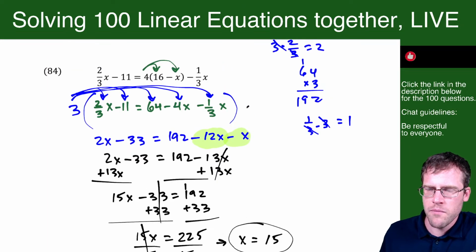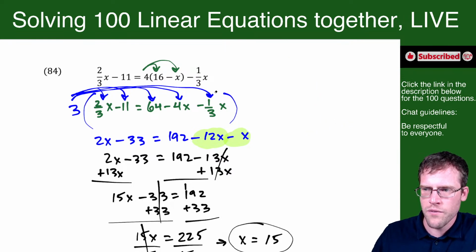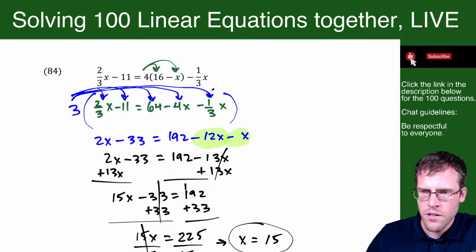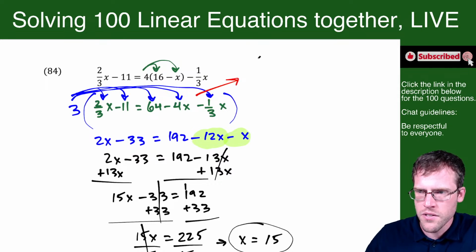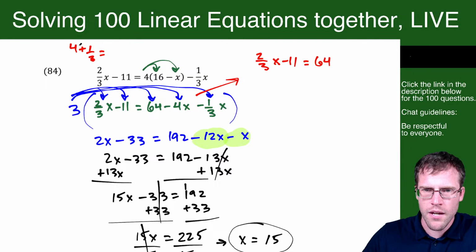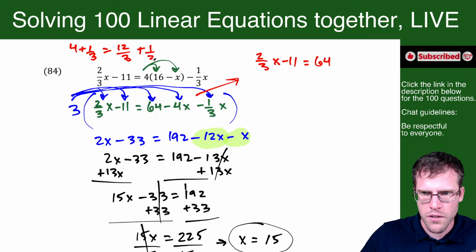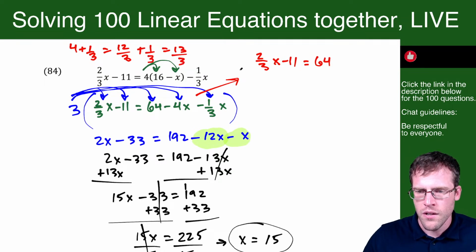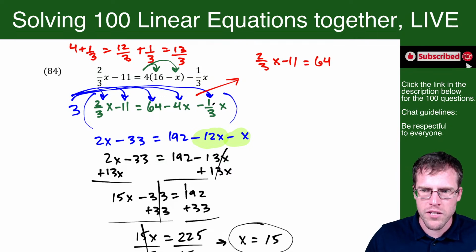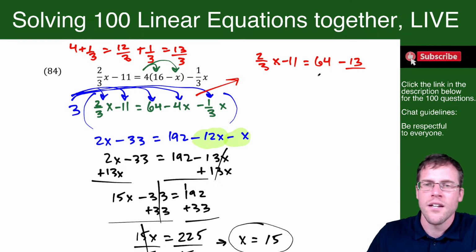So yeah, I'll play the what if game. Let me erase this stuff over here and ask, what would have happened if we just kept going? What if the alternate universe me went a different route and said, you know what, I'm going to leave this as it is. 2/3 x minus 11 equals 64 minus, really what I'm doing then is 4 plus 1/3. And that's the same thing as 12 over 3 plus 1 over 3, which is 13 over 3. I'm just doing that part on the side because minus 4x minus 1/3 x will make a minus 13 over 3 x. Oh, wait a minute.